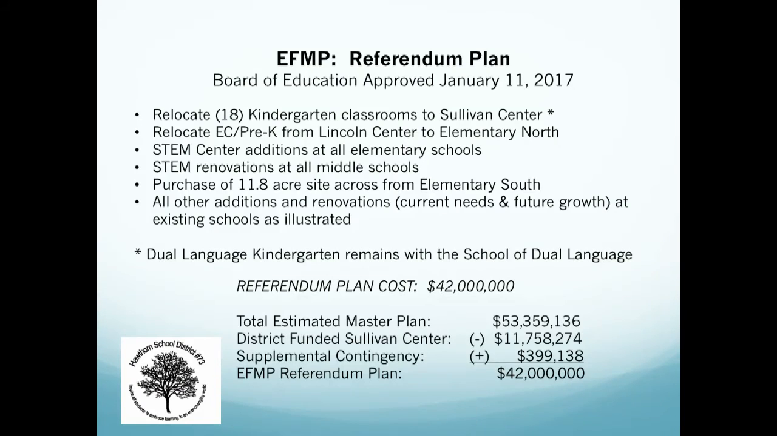The referendum question is for April 4th, and it outlines all of the activities that would occur from the 10-year Educational Facilities Master Plan. It includes everything except for the kindergarten center addition at Sullivan Building. That building is being funded separately out of cash reserves again. So the question is asking for $42 million, or up to $42 million, to do renovations, additions, acquire the land across from Elementary South, and then also upgrade the buildings.